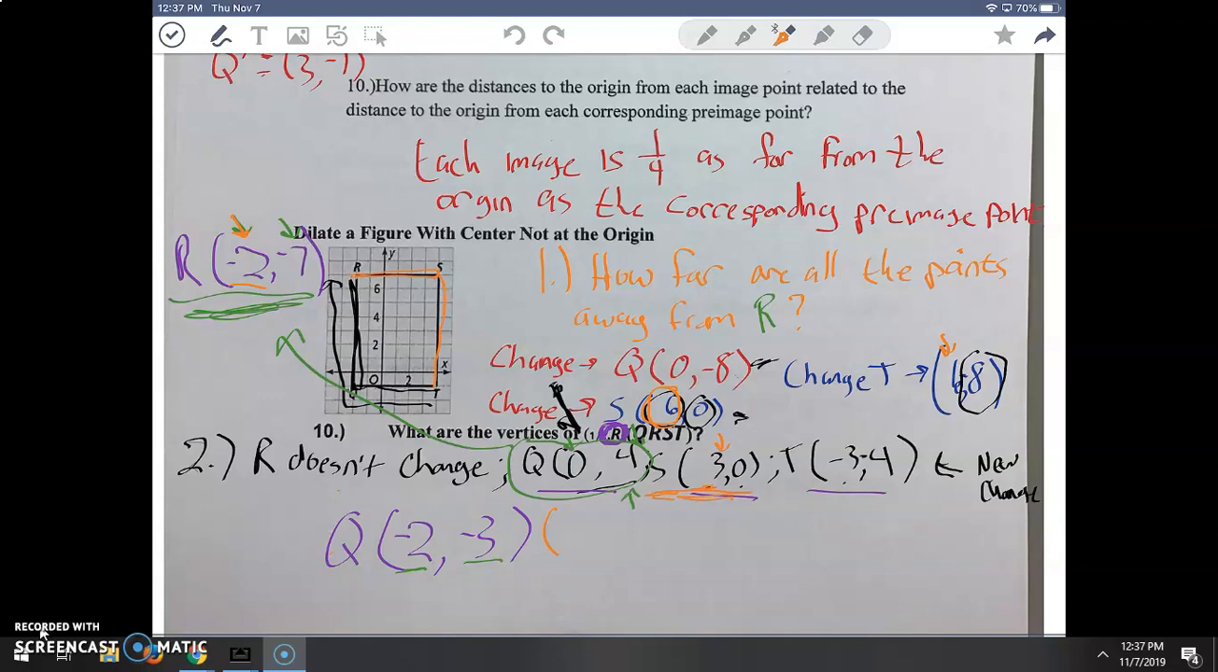Okay, so now when we apply this, we have -2 from our R plus 3 that we got from the S, and we get a +1. So now we go to the -7 and apply the 0 to it. So it's still just going to be -7.